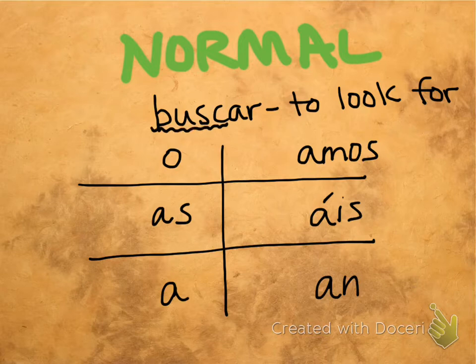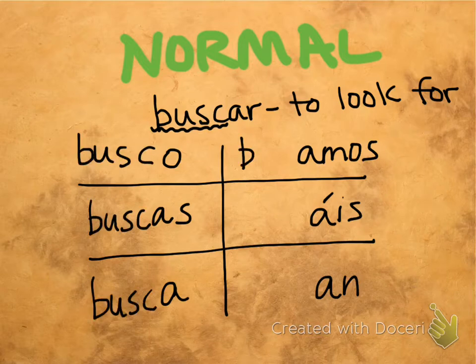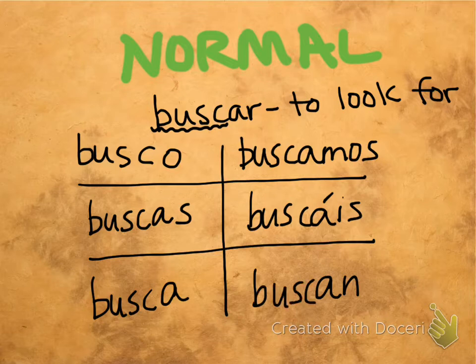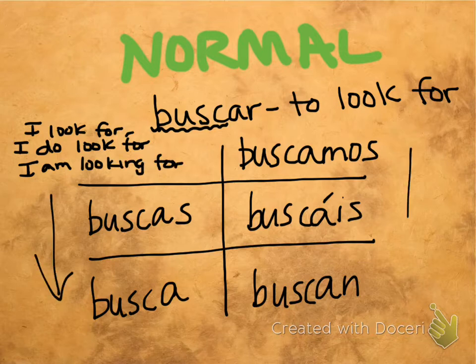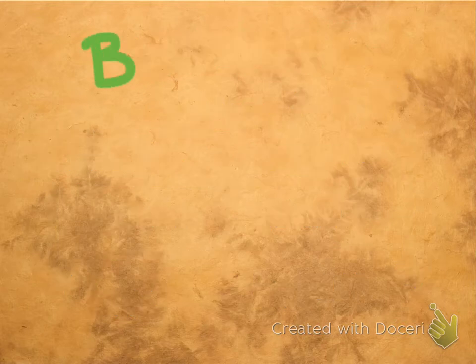Now we have this root part of the verb. B-U-S-C is called the root, or the stem of the verb. And we're going to take the stem of the verb and basically fill in the blanks. B-U-S-C, B-U-S-C, all the way through. These are normal verbs. This is what we've been doing all semester. Of course it means I look for, I do look for, I am looking for. You have the three English meanings for present tense all the way through, which is what you're going to have to do on your verb charts.